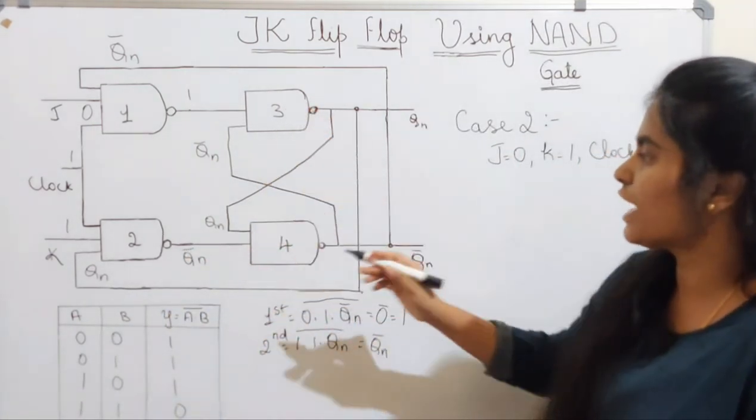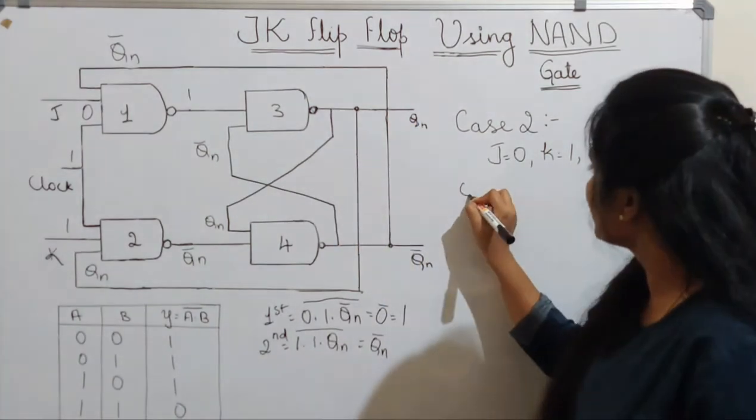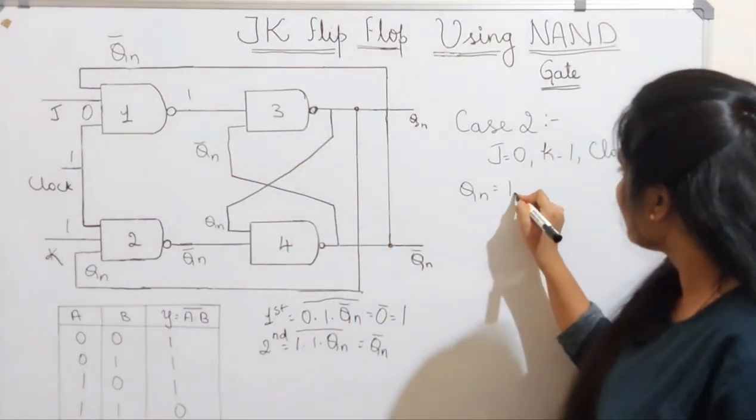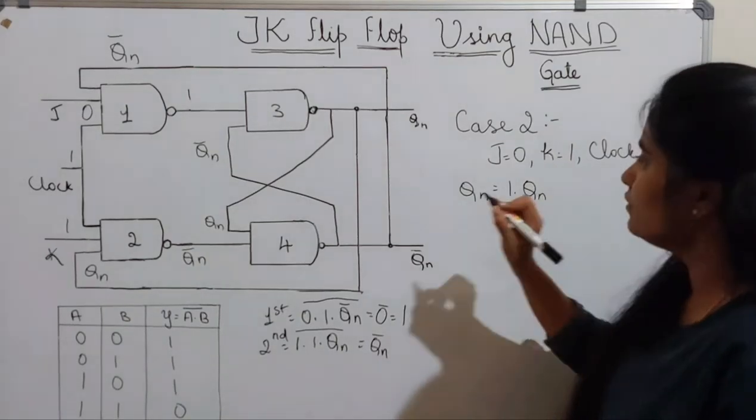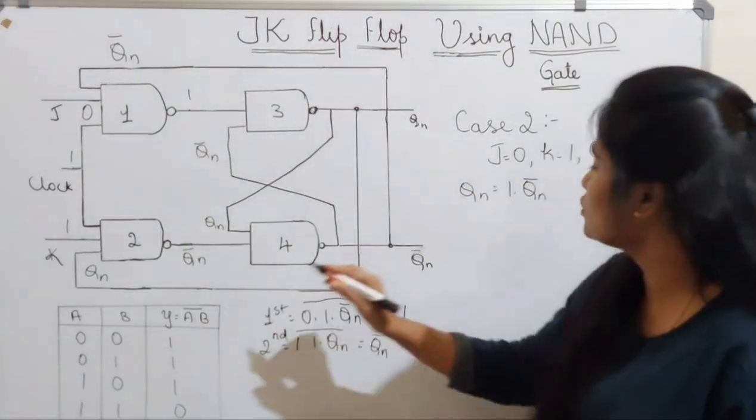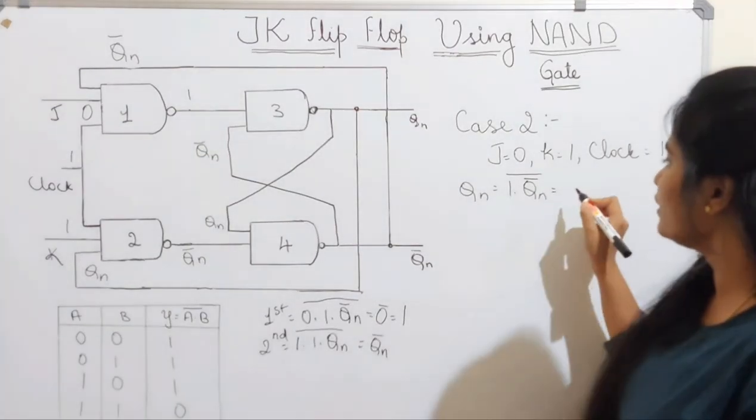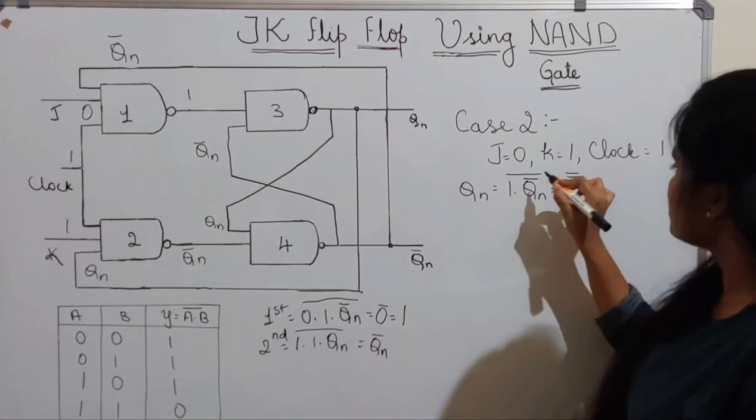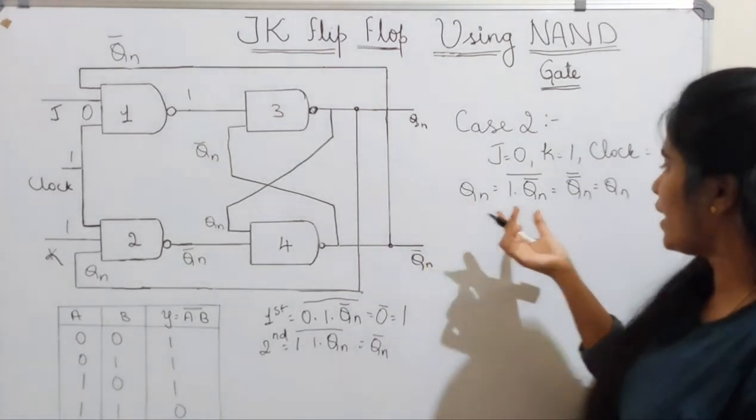Now let's move on to the latch part. Third NAND gate. Output I'm considering Qn. The first input is 1 and the second input is Qn complement. Reference to the expression, I'm complementing both the values. Qn complement into 1 is Qn complement. I'm writing down this complement. So the answer is Qn.